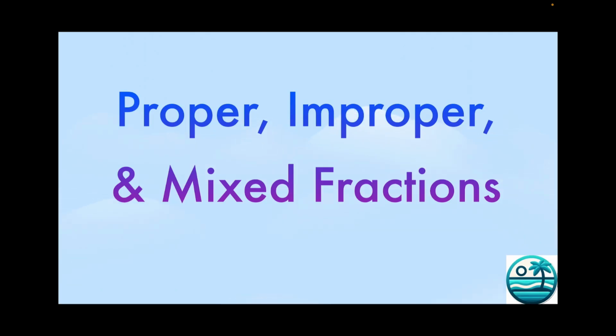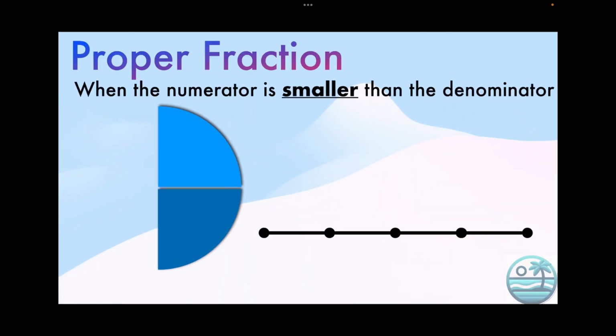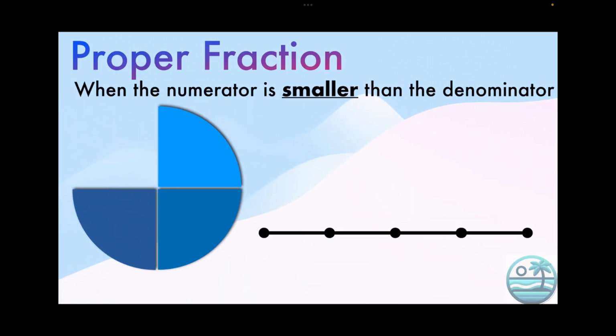Today we're going to continue learning about fractions by talking about different types of fractions, specifically proper, improper, and mixed fractions. We'll start out with proper fractions. These are the ones you see most often. A proper fraction is when the numerator is smaller than the denominator. This happens when the fraction is equal to less than 1.